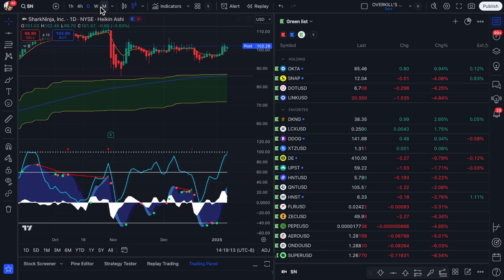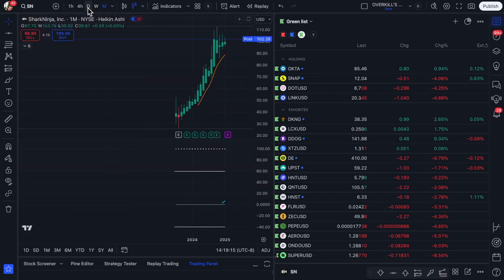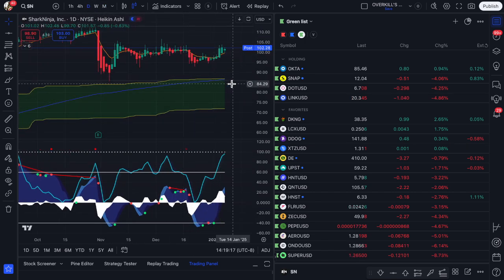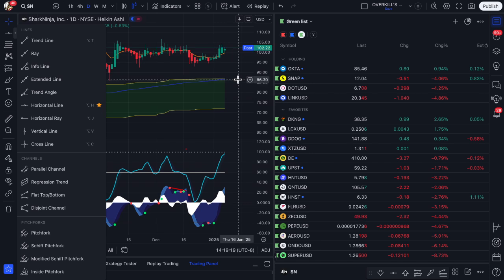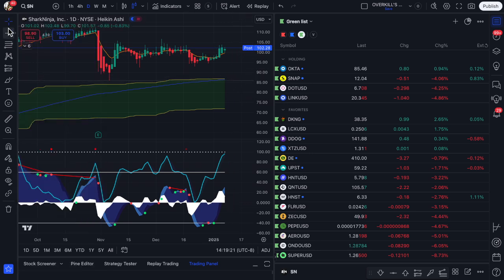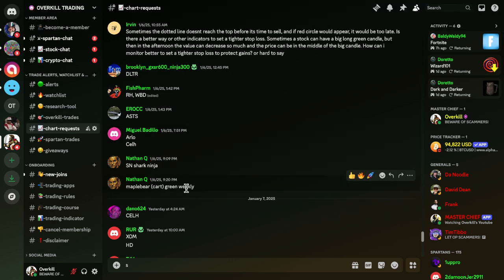Shark Ninja. I don't know what this thing is, but the monthly is very overextended, and we're sitting just a little far off of the golden zone for me. I'd like to see that one pull back into like 85. That'd be a great pullback to buy.